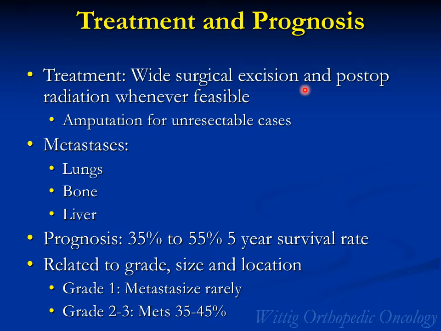So for tumors which have recurred despite radiation, those that are encasing neurovascular structures, those which may be fungating and infected, or patients who have been treated with an inappropriately performed biopsy and their extremity has been contaminated.